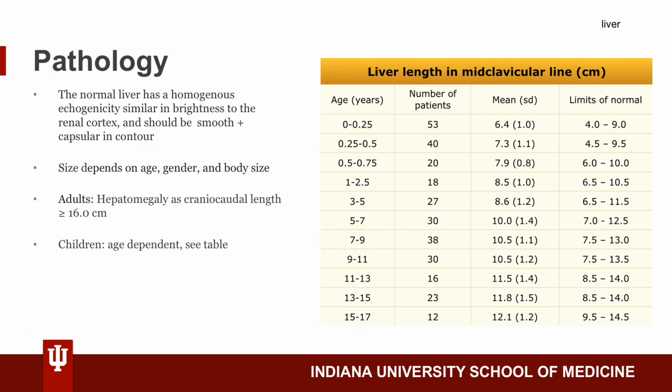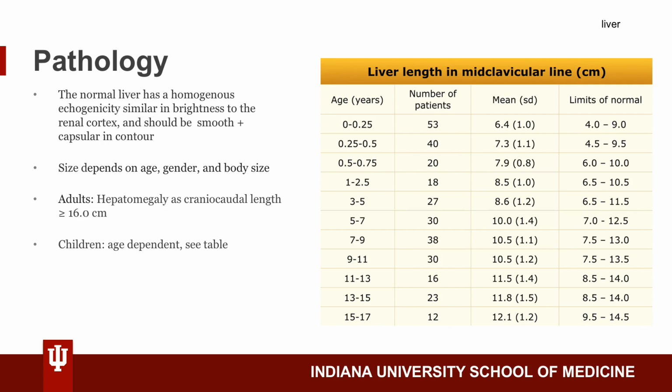So first we'll talk about some pathology for the liver. In the video we just saw, the liver should be homogeneous in echo texture and echogenicity. It should be similar in brightness to the renal cortex, and smooth and capsular. Like most organs, the size will depend on age, gender, and body size, but for adults, hepatomegaly starts once the length is greater than or equal to 16 centimeters.